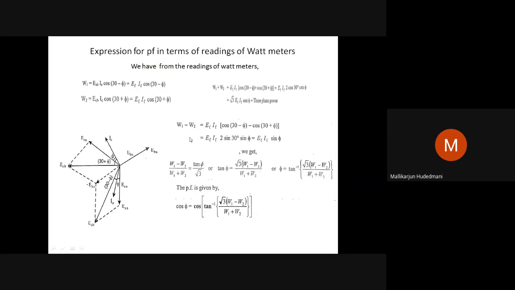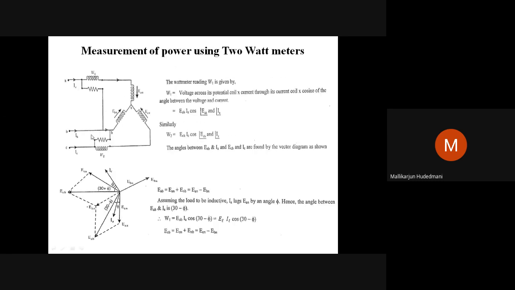Now, further extension of the study. Expression for power factor in terms of readings of wattmeter. What is this actually? When we have a 3-phase load, like I go back, this is a 3-phase load. My question is, if I have been given the reading of W1 as 1000 watt and the reading of W2 as 800 watt, with this, is it possible to identify what kind of load this is? What is the power factor of the load? That is what we are trying to do.